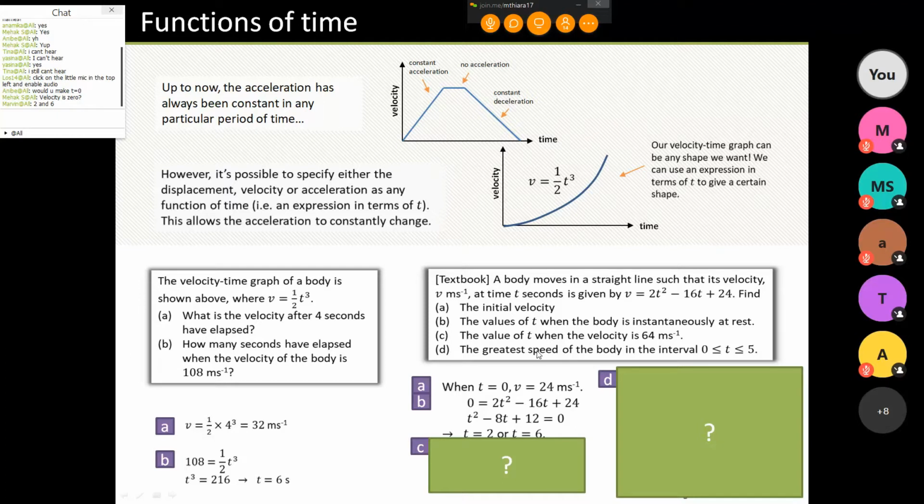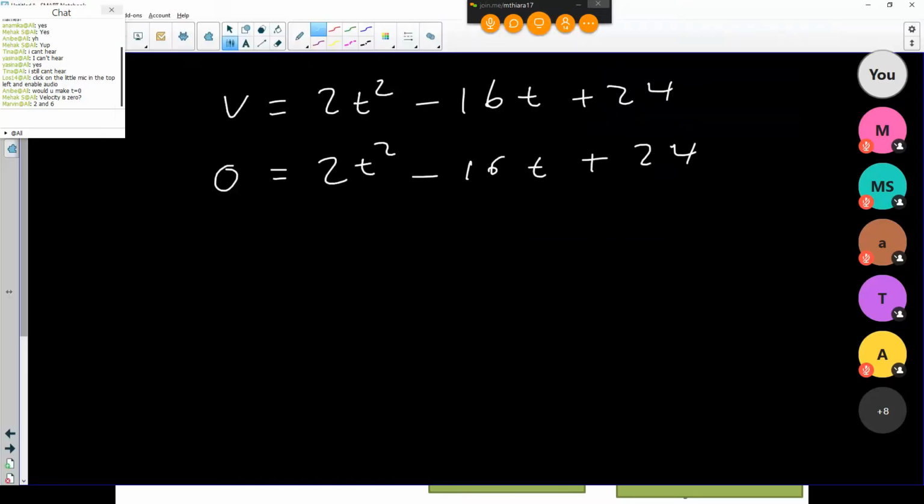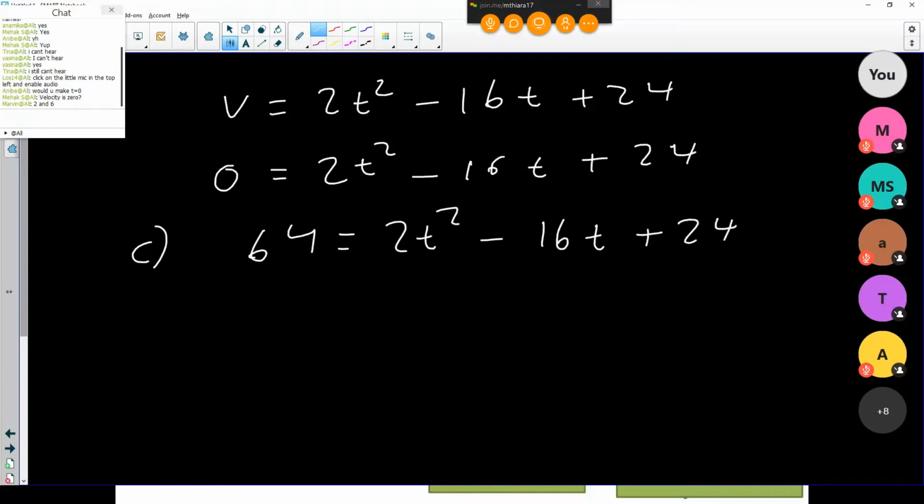Okay, now for part C, it says the value of t when the velocity is 64 meters per second. So it's given you that velocity 64 meters per second, and you need the value of t. Okay, so for this, I'll just write over here, part C. 64 is equal to 2t squared minus 16t plus 24. And then if you go about solving this quadratic here, you're going to get the values for t. Again, I want you to solve this and tell me what your t values are in the chat box once you're done, please.